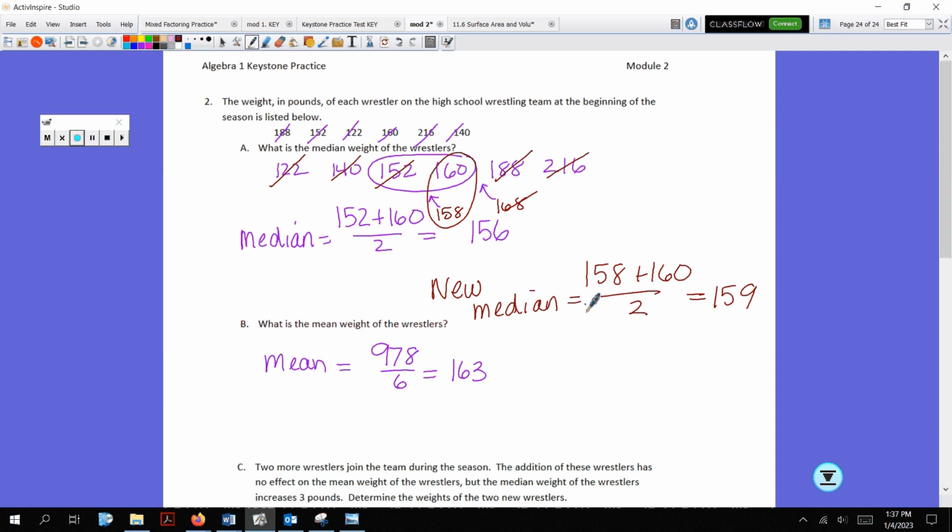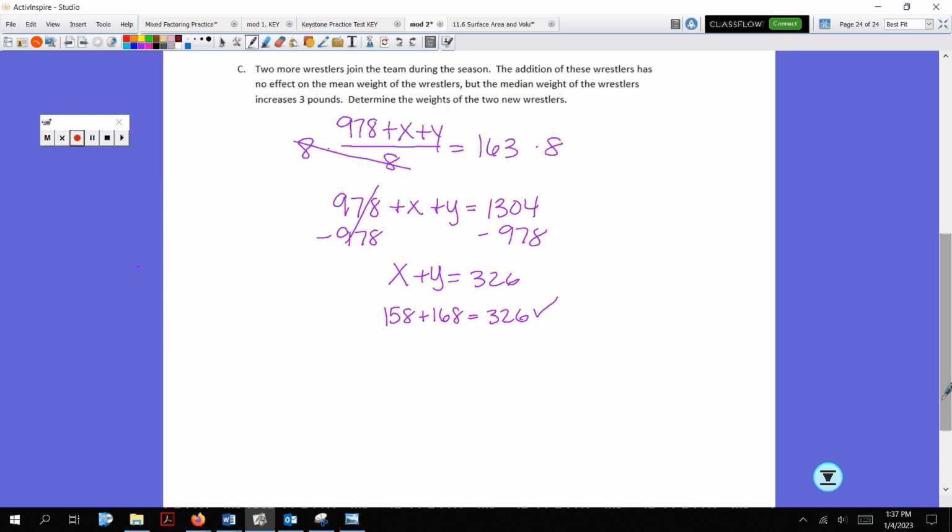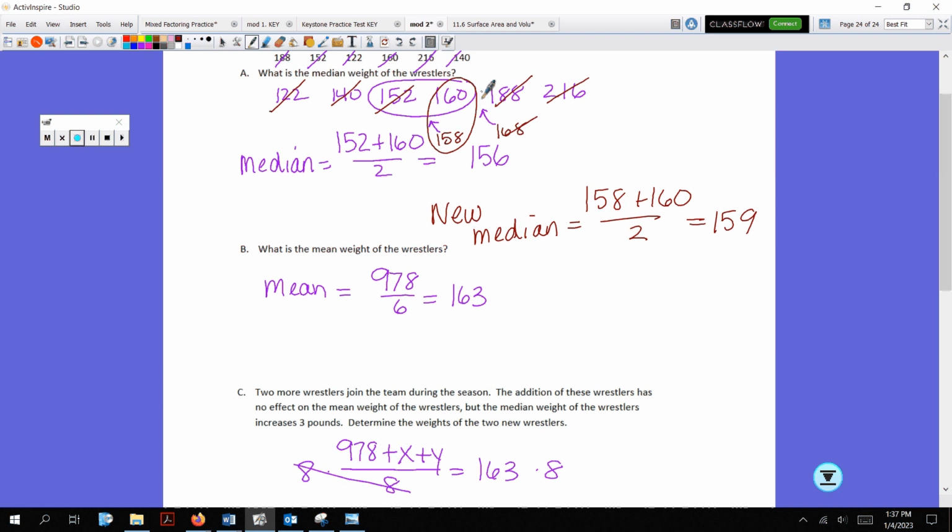Honestly, that was my second trial. The first trial I was a little low, but then I figured it out. So if you know the sum of the wrestlers, you can play around with numbers. If you took this and divided by 2, that's not going to get you there, because 326 divided by 2 is 163, which means I'm adding both wrestlers here. That's going to make this go up too much. So take your time, let me know if you have any questions, and good luck. Okay, bye.